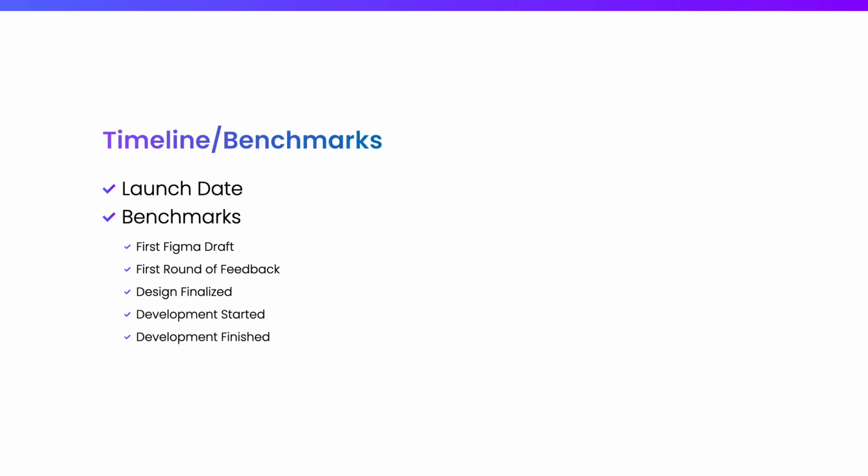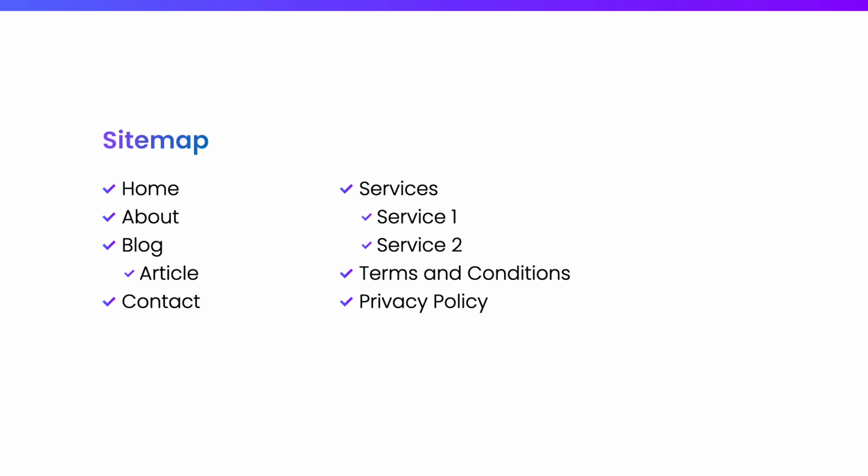So make sure you establish a benchmark date for when the designs are going to be done, when your revision processes are going to take place, when you're going to move to development. Everything should be outlined to make sure you keep everyone on track. Next, you want to outline a sitemap.